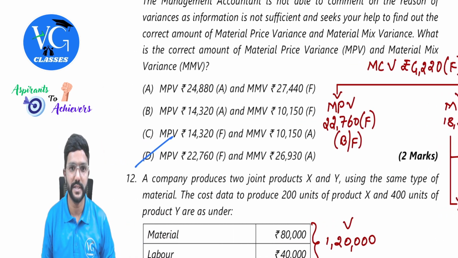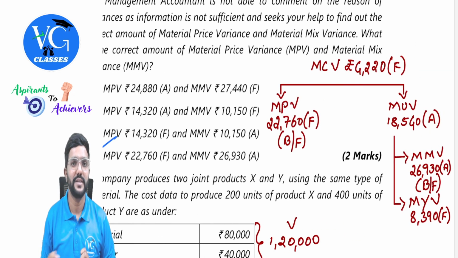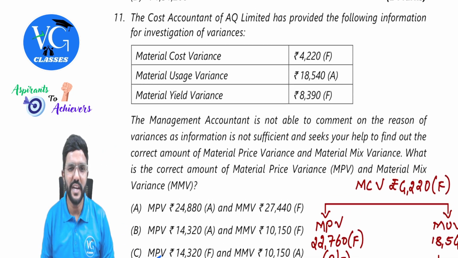26,930 adverse. Yes, sir. D is the answer. Hope you guys got it. It is just about reconciliation, guys, not calculating. Because some students might think, sir, data is not given.